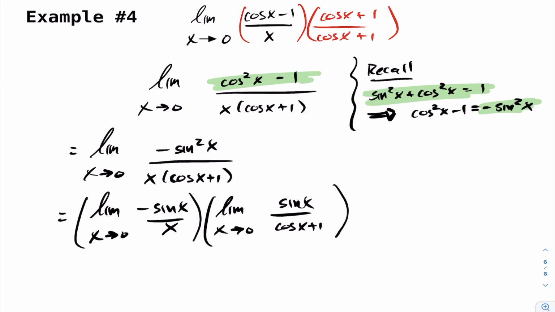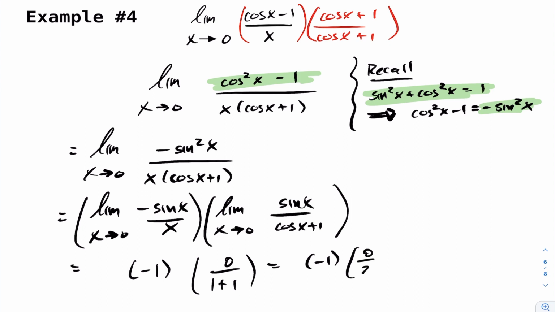So now if I go to take my limit here, this will be the limit as x goes to 0 of negative sine x over x, which in this case is negative 1. And notice here, if I let x be 0 here, we're going to end up taking the limit, and this will be 0 over 1 plus 1. So this will be negative 1 times 0 over 2, which is 0. So the limit of cos of x minus 1 over x is 0.